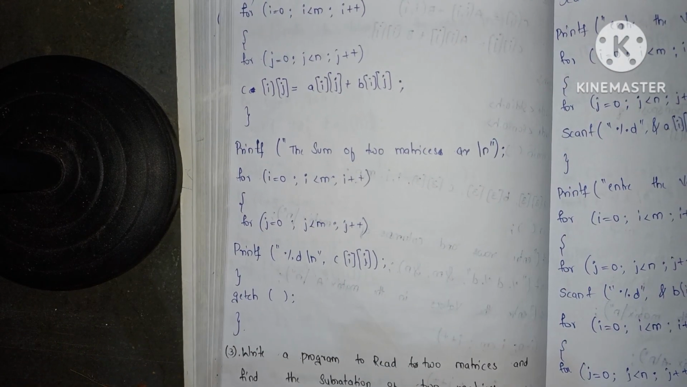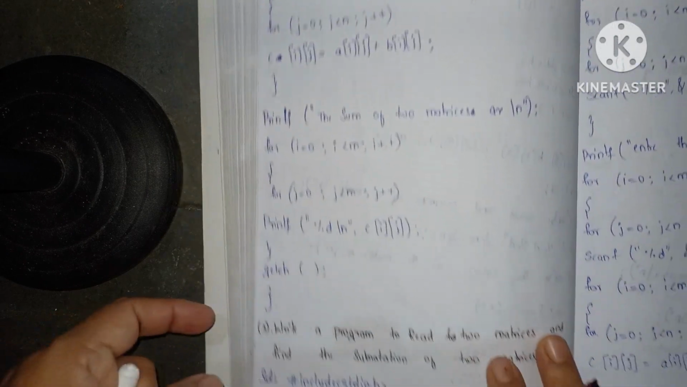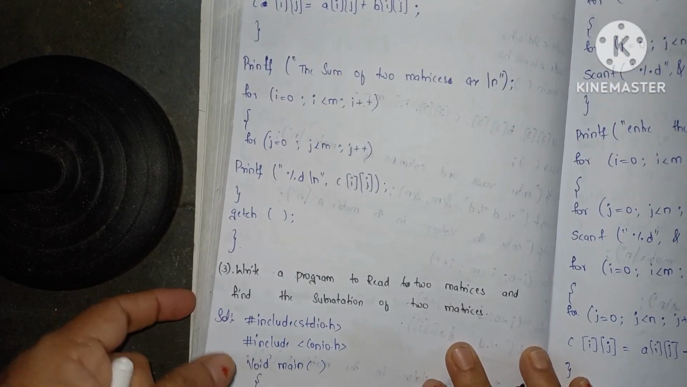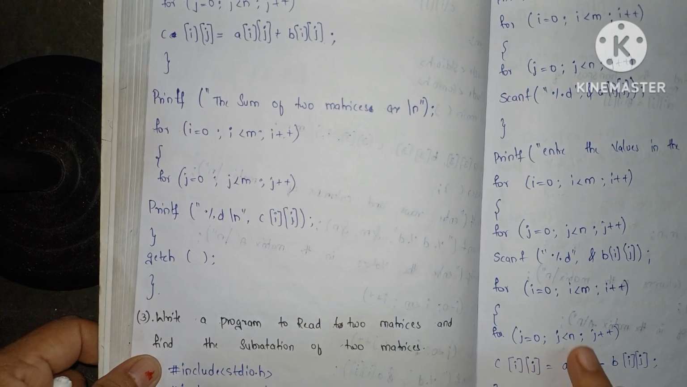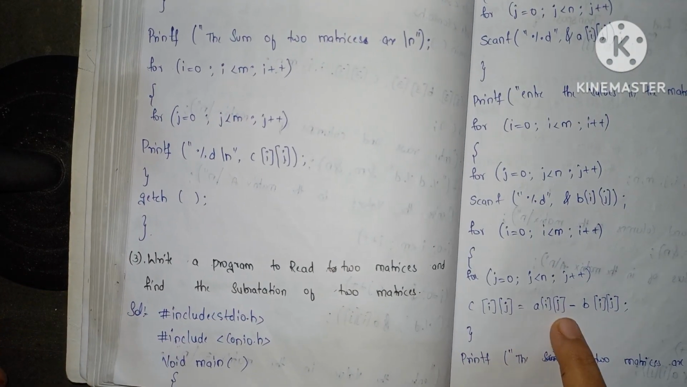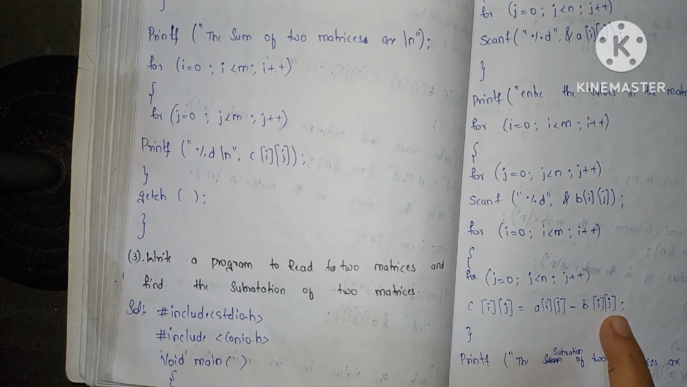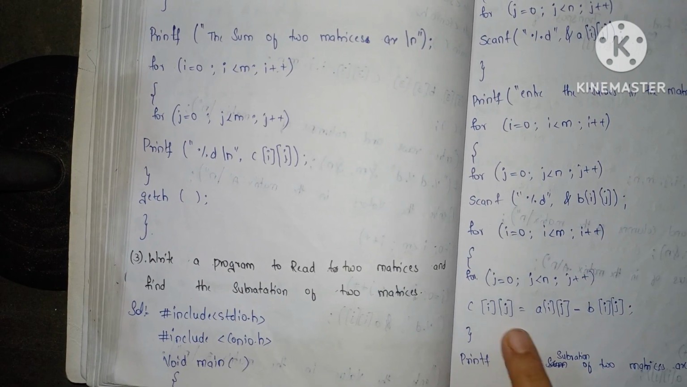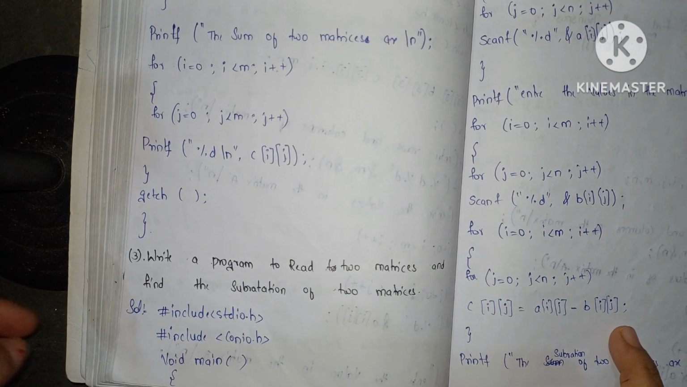Similarly, I gave subtraction of two matrices. What is subtraction of two matrices? Very simple. Same program, just the logic will be changed. Here, sum of two matrices means C of ij equals A of ij plus B of ij. If it is subtraction, C of ij equals A of ij minus B of ij.